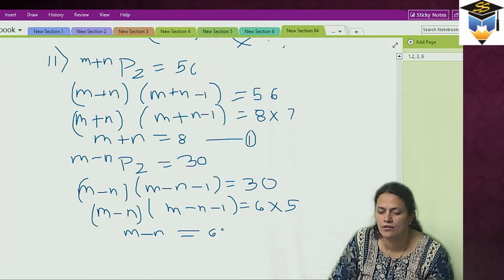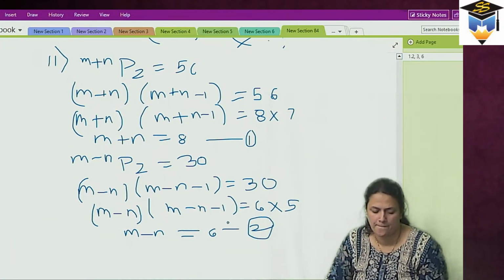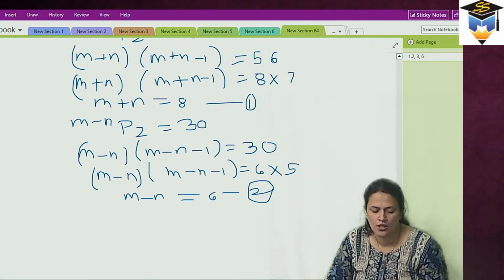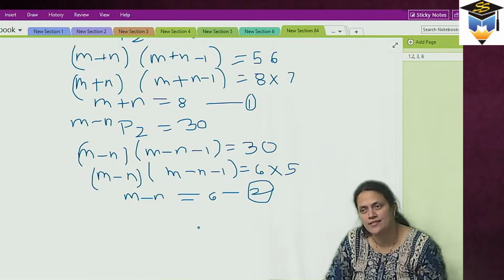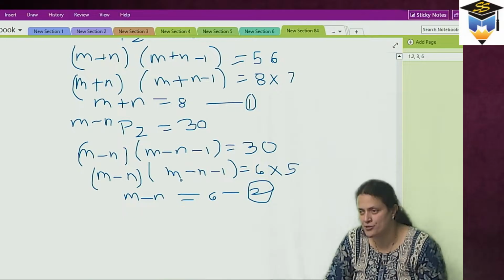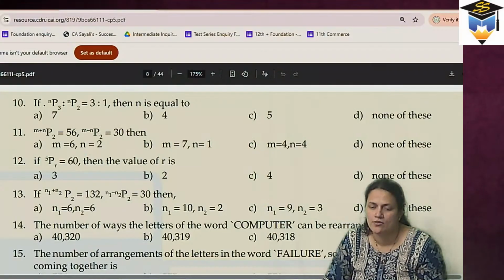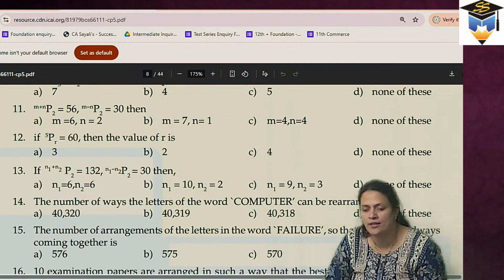Solve equation 1 and 2 simultaneously to get the values of m and n. So just by looking, 2m is equal to 8 plus 6, 14. So m is equal to 7 and n is equal to 1. 7 comma 1. No need to solve after this. You can just look at the options. So answer for question number 11 is option B.